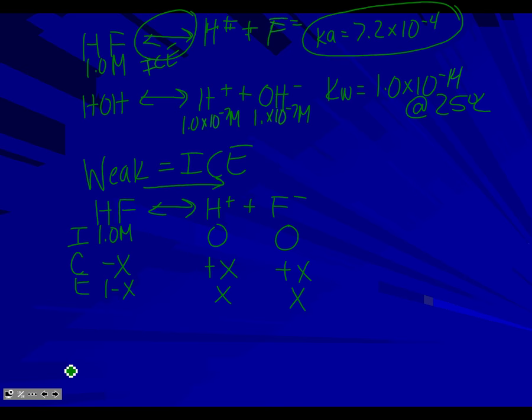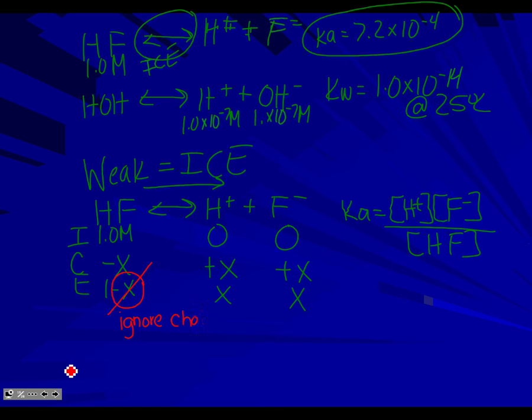Now, we want to write our equilibrium expression. Ka equals the hydrogen times the fluoride over the hydrogen fluoride. And once again, remember, we are going to do our ICE problem, and then we're going to do a small K problem because 7.2 times 10 to the negative fourth is a small K. And remember, what that means when we have small K's is we can ignore the change in the reactant.